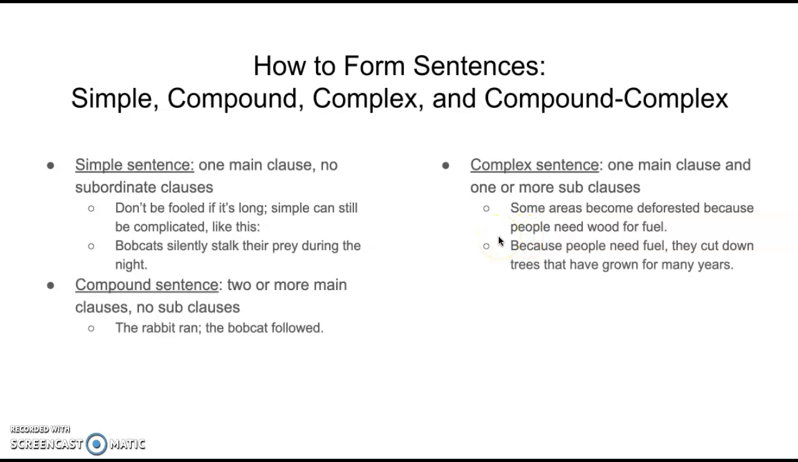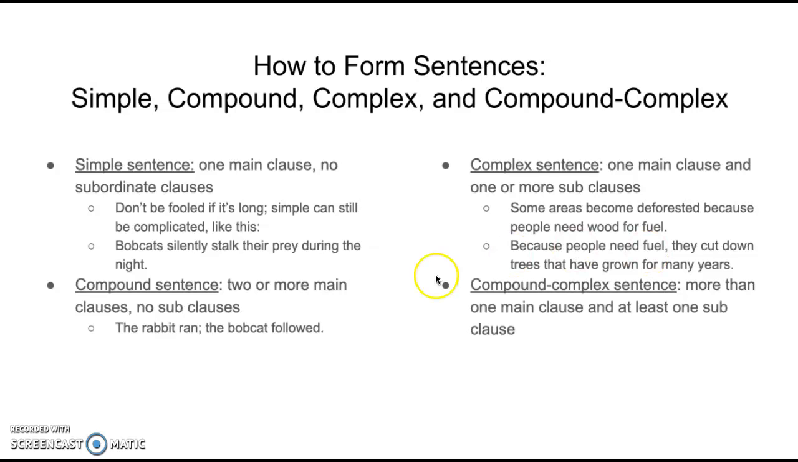The subordinate clause in a complex sentence can be at the beginning of the sentence, the middle of the sentence, or the end of it, the end in this example. But if you have it at the beginning of the sentence, it needs to be separated by a comma, because people need fuel, comma.